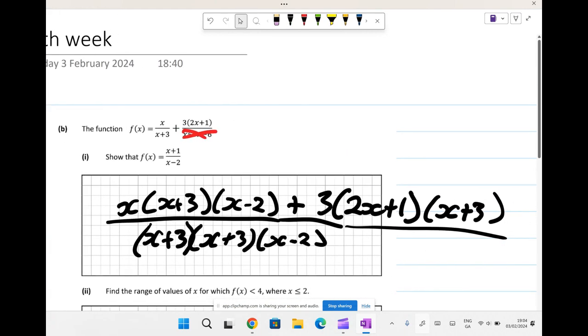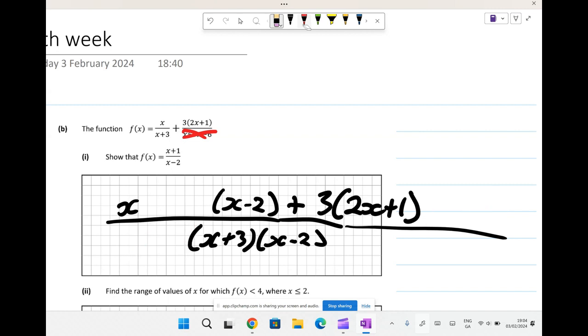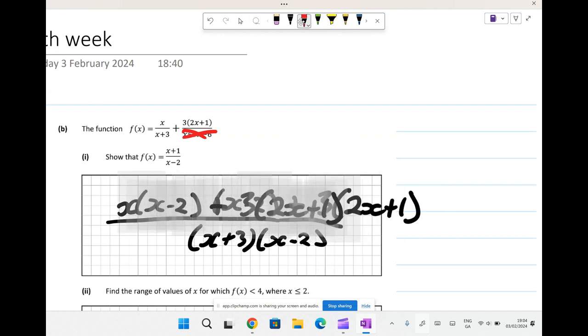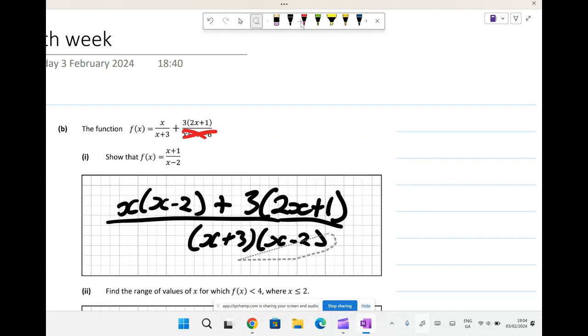And so we can see straight away that there are some things that we can cancel. So we can cancel these x plus 3's, so they're gone. And we still have one x plus 3 on the bottom. And so I'd say the next step is probably, there's nothing else we can cancel, so let's just do the actual operation. So we're going to multiply x times x minus 2, and then add it to 3 times 2x plus 1.